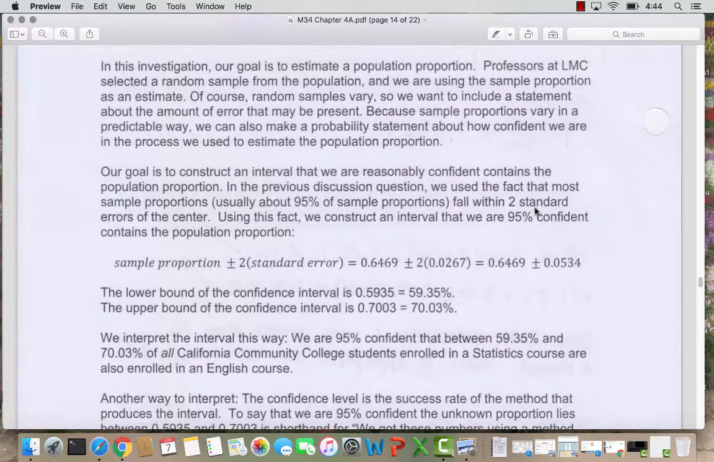So our goal is to estimate a population proportion. So we want to try to make an estimate that falls within 2 standard errors of the center.